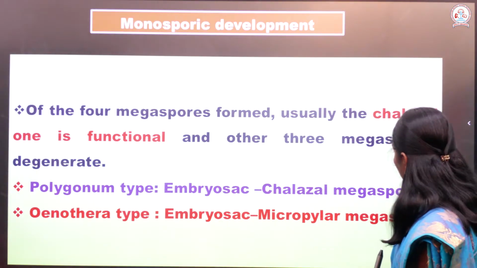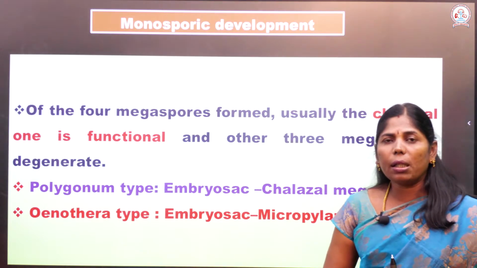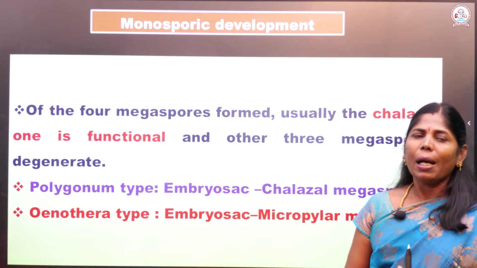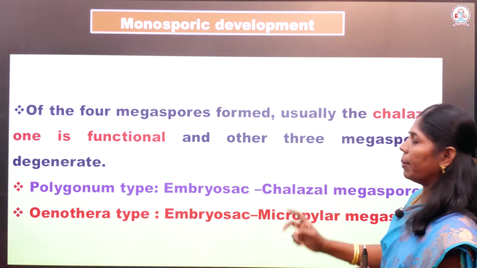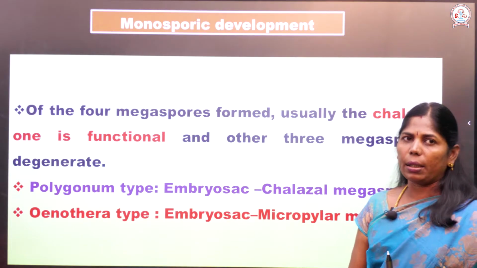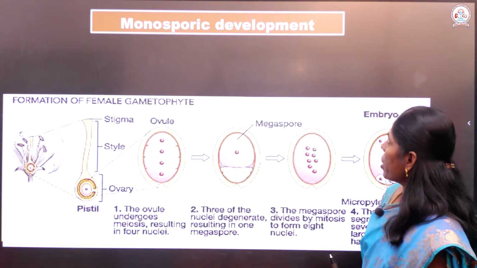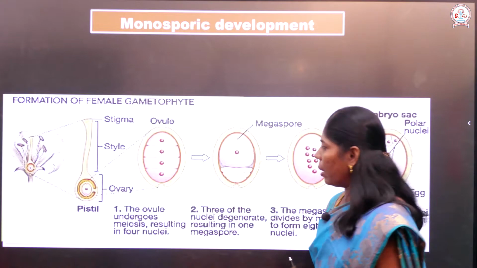So the 8 nuclei are formed by mitotic divisions. Actually, 3 mitotic divisions occur in the polygonum type, and here we can see only 2 mitotic divisions occur. That is the Oenothera type. Okay, and here the monosporic development, that's your diagrammatic representation.